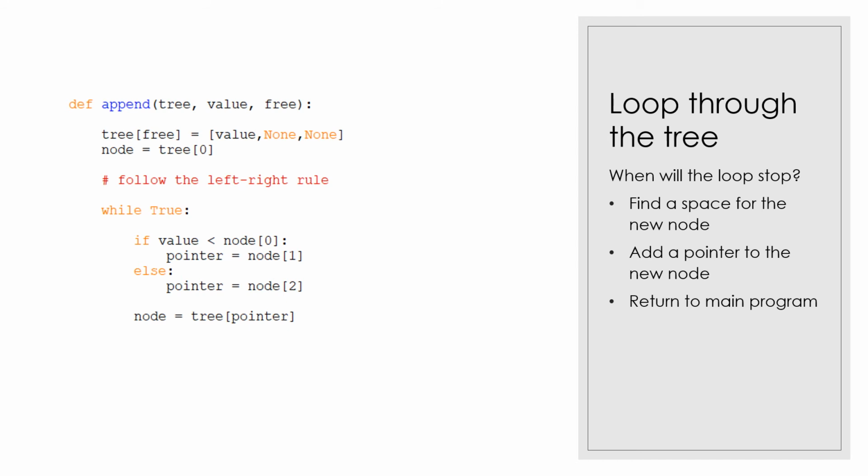All right, now how are we ever going to stop this? Because there comes a point when we have to stop going through the tree and we've got to find a space for the new node, point to that new node and return to the main program. Our append process is done. At the moment, I haven't got code to do that. When do we know that it's time to stop following the left-right rule and start pointing to the new node?